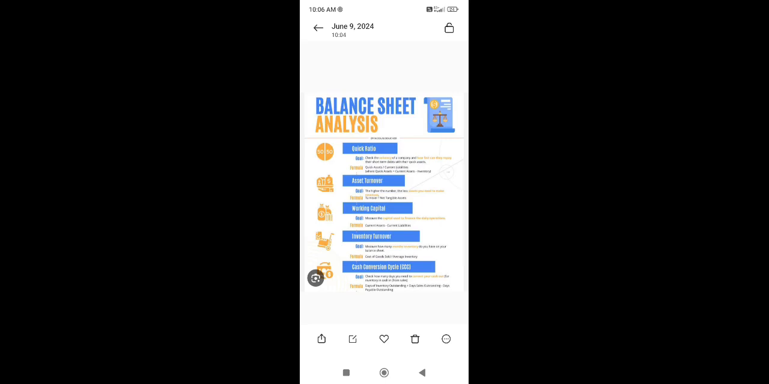The third one is working capital. The goal is to measure the capital used to finance daily operations. It means the day-to-day requirement of the business is known as the working capital. The formula is current asset minus current liability. Current assets are the total assets used within 1 year, like bills receivable, trade receivable, short term assets, inventory, that kind of thing. And current liabilities are liabilities which the business has to pay within 1 year. It is known as the current liability.